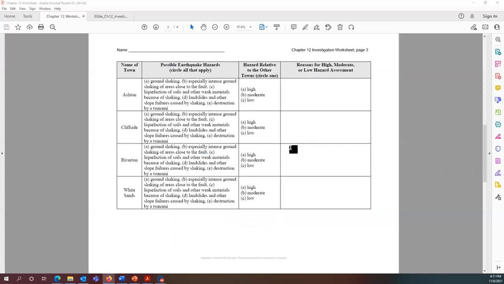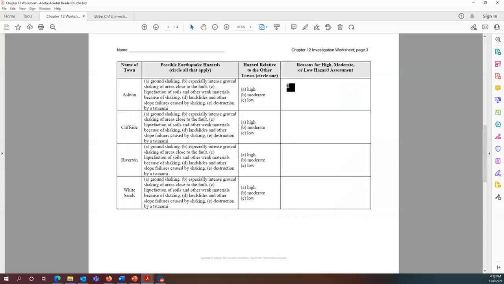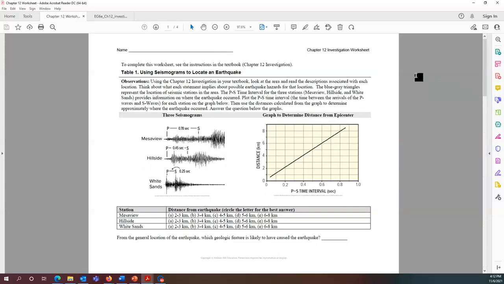All right, and then, yeah, we have kind of a lot there. This part, it says, if your instructor asks you to do that, I am asking you to do it because I think this is useful. So you got the information you need to complete this part from the table on the first page. You determine based on the PS time interval the distance for each seismogram, the distance from the epicenter.